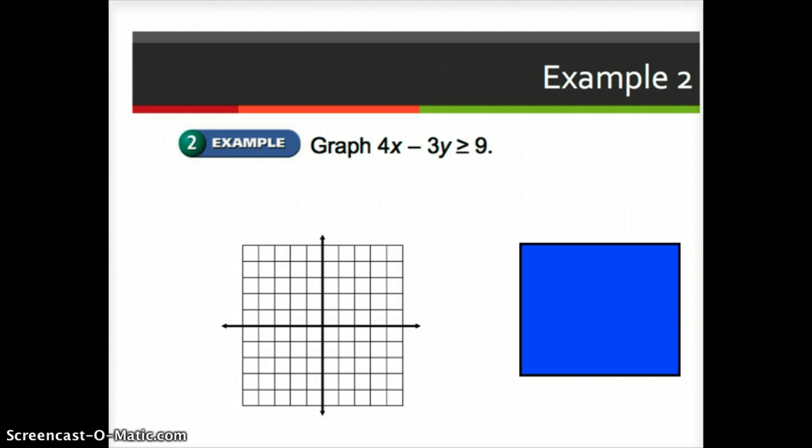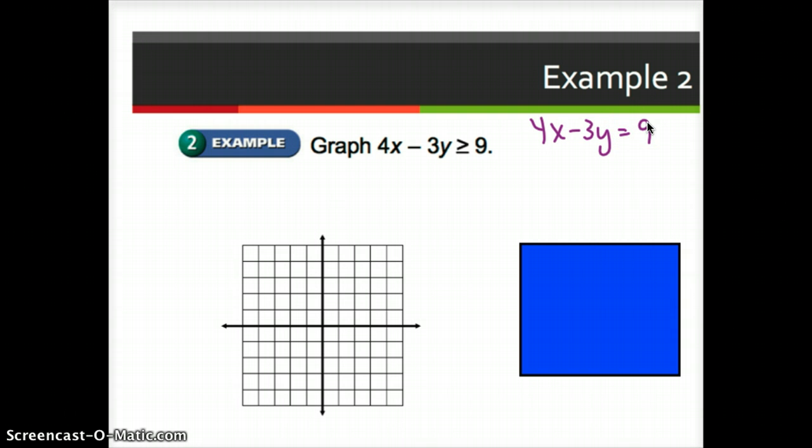Graph 4x minus 3y is greater than or equal to 9. So you've got two options here. This is not in slope-intercept form. It's in standard form, so you can graph it straight from standard form if you're comfortable with that. Remember, we could be graphing 4x minus 3y equals 9.